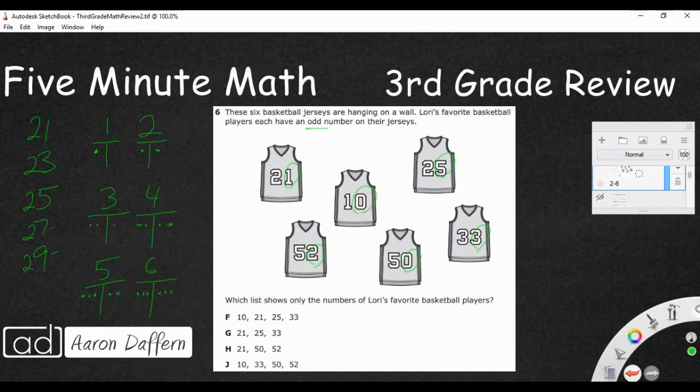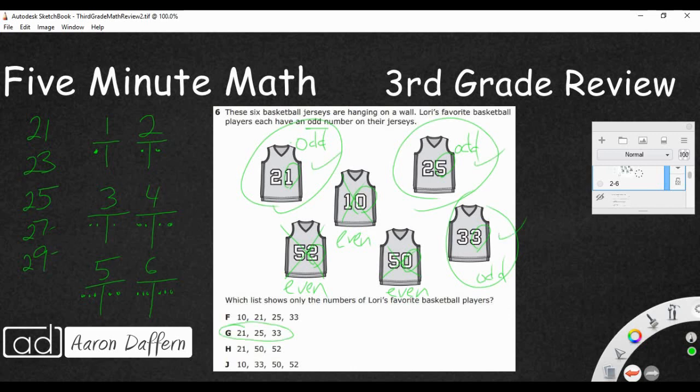So let's just mark this. All right, this is odd. 52, nope, that's even. 50, nope, that's even. 10, that's also even. 0 is an even number. All right, so 21 is odd, and 33 is odd. So really, it looks like we're looking for 3 jerseys. 21, 25, 33, and here we go. That's our answer right there.